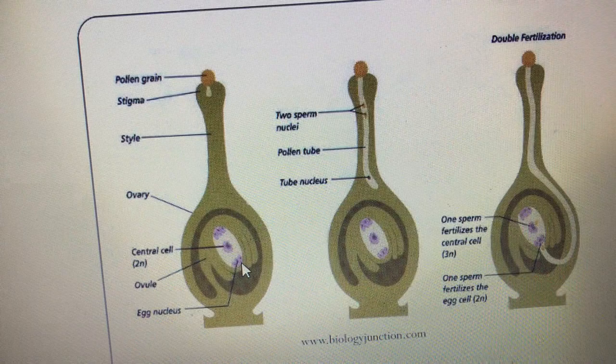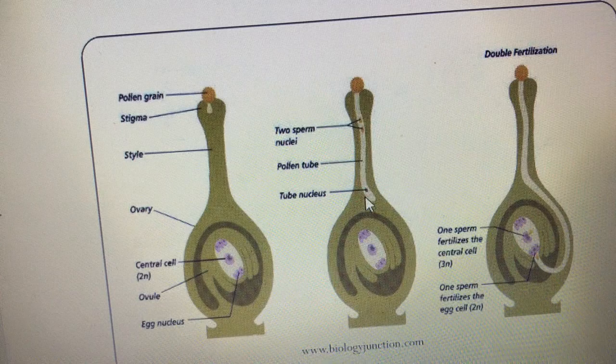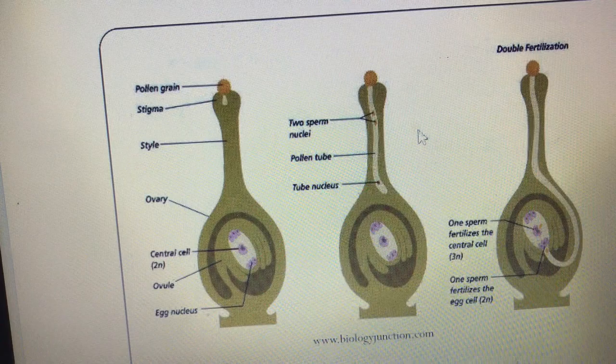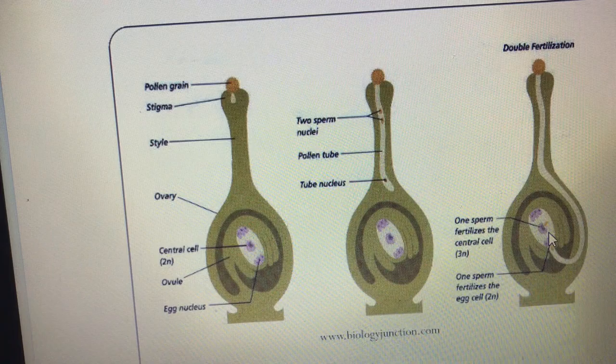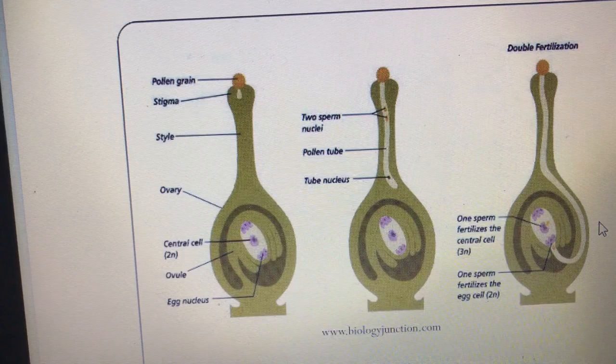This cell is diploid, this is the egg nucleus, and this is the ovule. We then have two sperm nuclei, and the pollen tube is formed. We have the tube nucleus, and then double fertilization occurs. One sperm fertilizes the central cell, which is basically the formation of the endosperm, and one sperm fertilizes the egg cell, which is diploid.